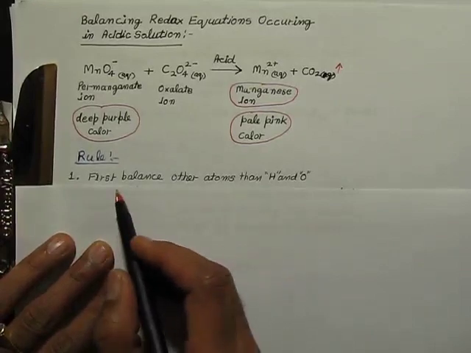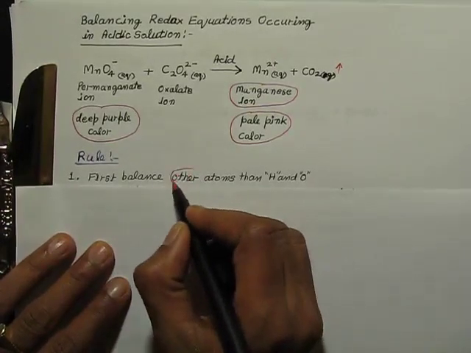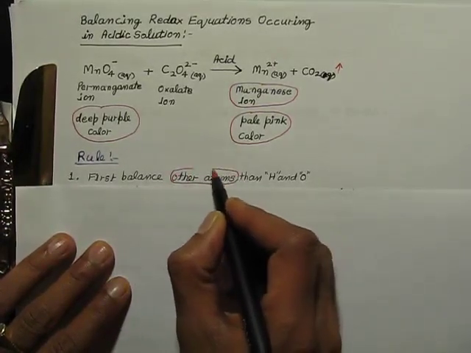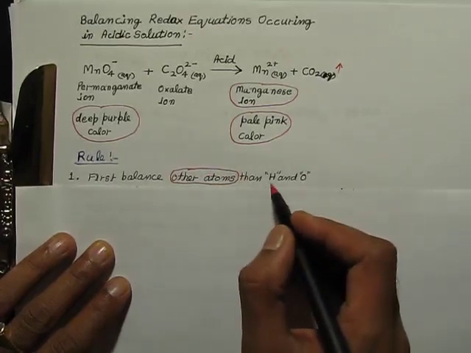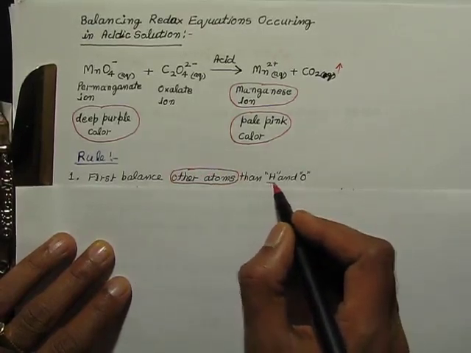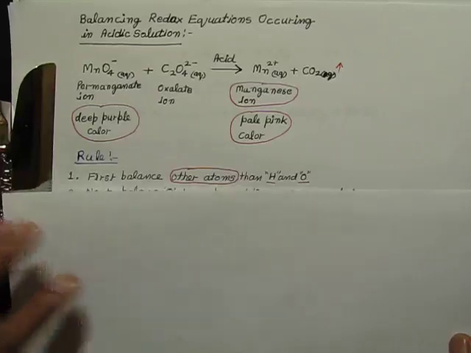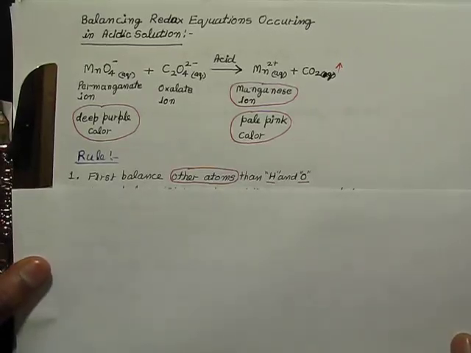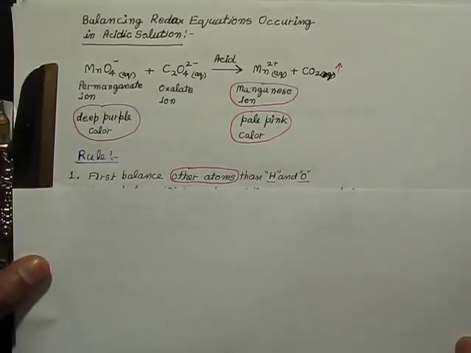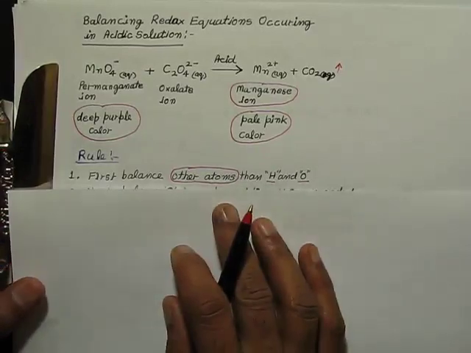Number 1, first balance other atoms. First balance other atoms other than hydrogen and oxygen. We will balance hydrogen and oxygen later. First we have to balance other atoms.